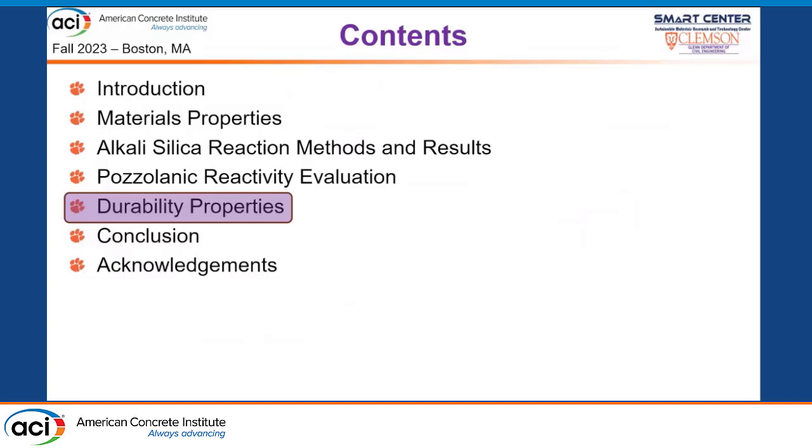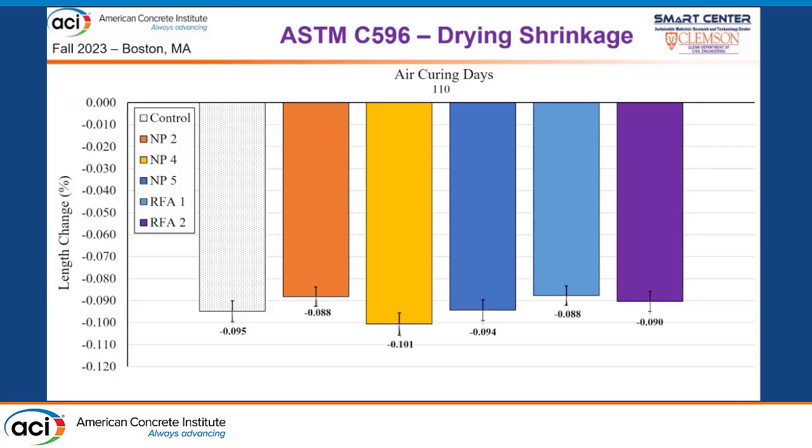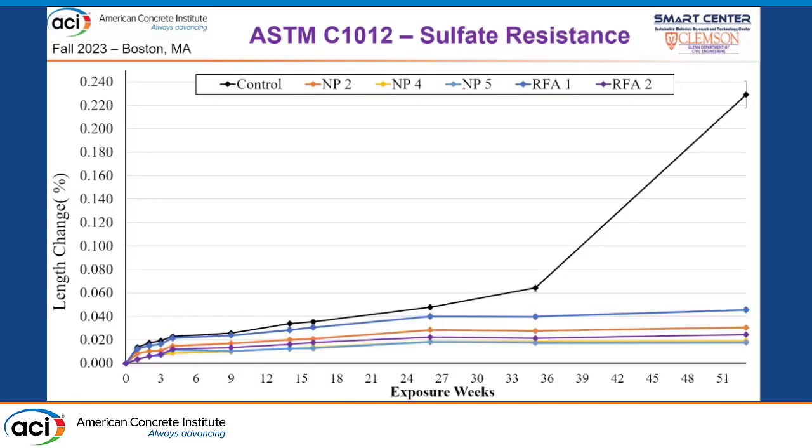Then we also did some analysis from a durability perspective. First, we selected 5 materials for the dry shrinkage test, and based on the results, all the materials have no significant impact on dry shrinkage. The results are very consistent with some literature that incorporating SCMs has no significant impact on dry shrinkage. And we also ran some surface resistance tests according to ASTM C1293.